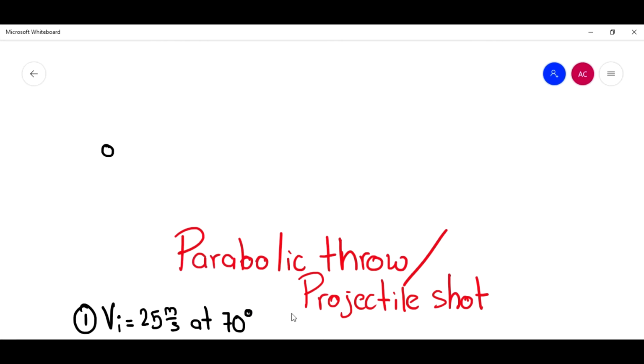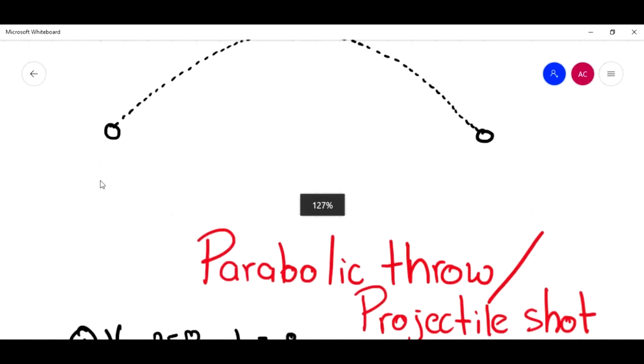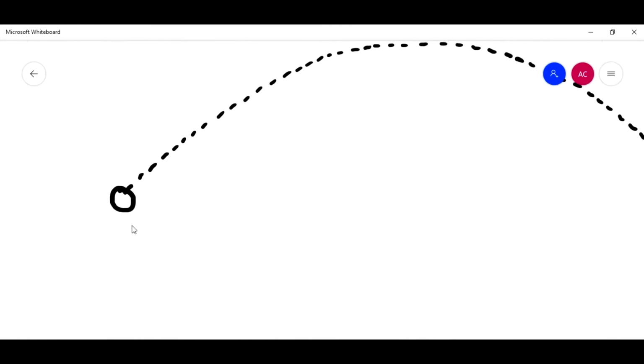I'm going to imagine that there is a person that throws an object, something like this, and the object goes in a parabolic trajectory. It is very important to say that this velocity that they give me is the initial velocity, and it goes something like this. This is the initial velocity, but that is the resultant vector.